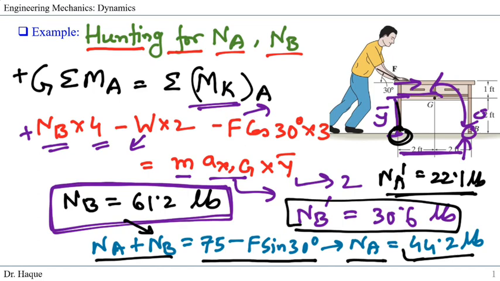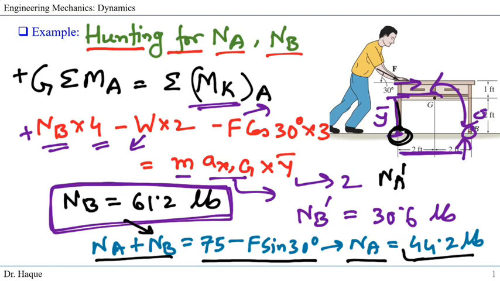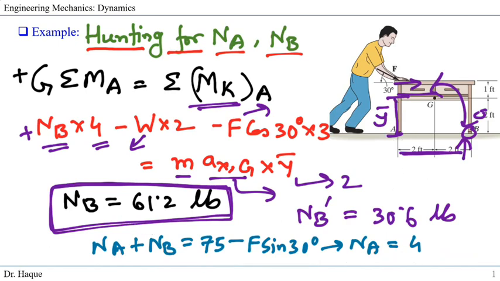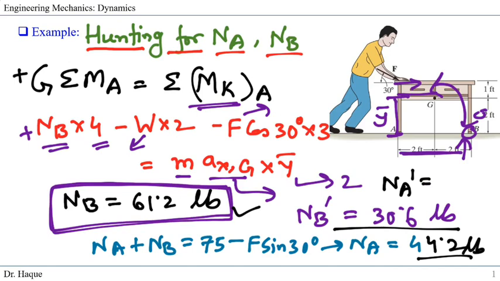But in general, if we are looking for only the reaction at A or B, our answer would have been 61.2 for NB, and for NA 44.2 pounds. But when we're looking for each leg, we have to divide by 2 to get NB and NA prime, which is 22.1 pounds. So these are the answers.